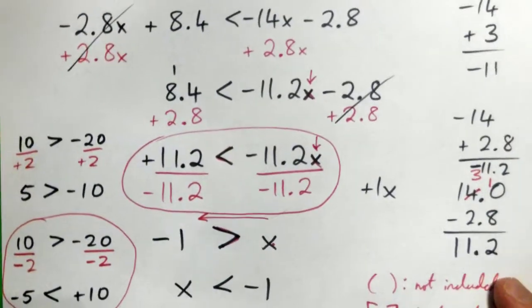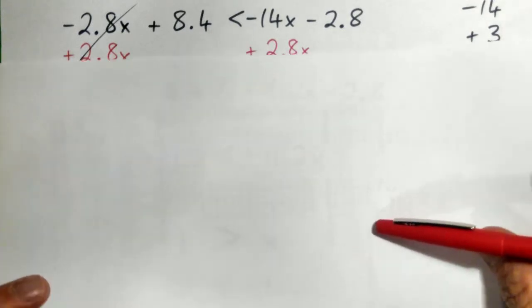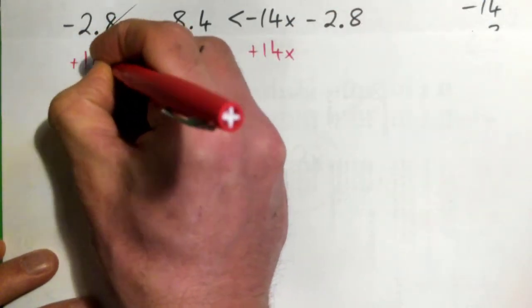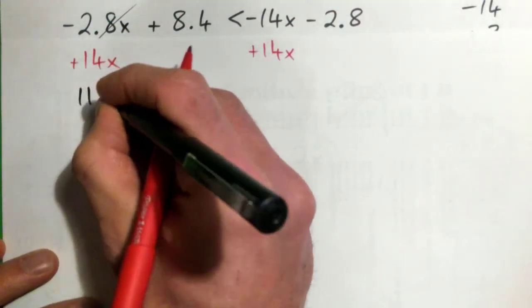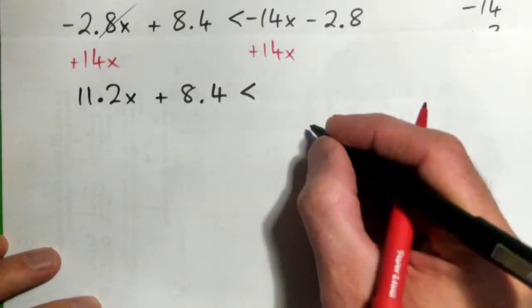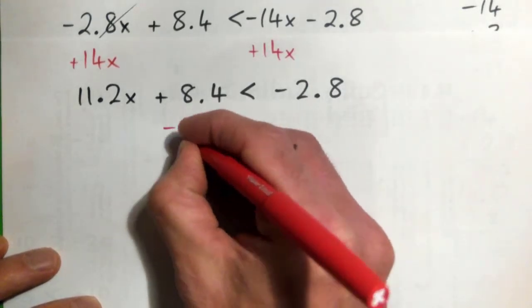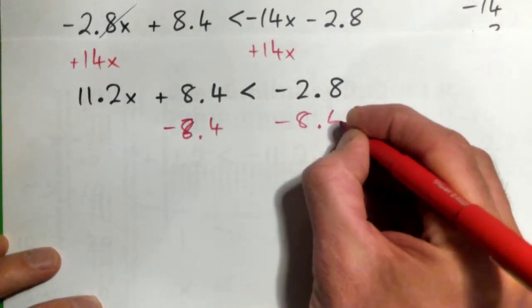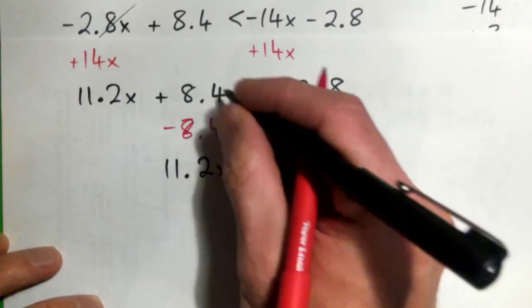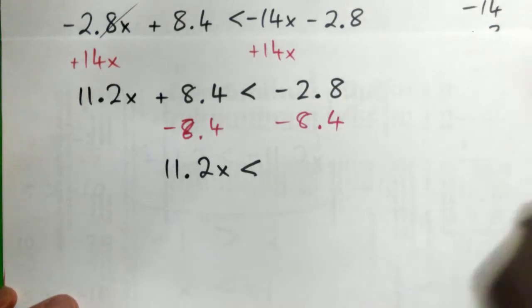And the other thing about this problem is you can start out other ways. You didn't have to add 2.8x to both sides first. If you wanted to, you could add 14x. Some students do that. So add 14x, and I'll just do it really quick. I get negative 11.2x plus 8.4. And I added, so the inequality stays the same direction. And then I can subtract 8.4. Right, and I'll have 11.2x. And I subtracted, so the inequality stays the same direction.